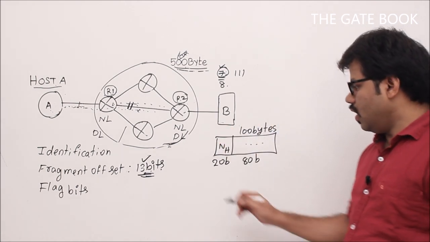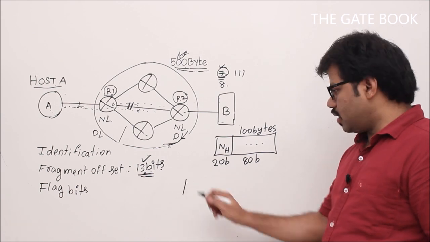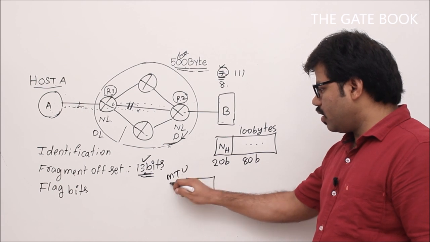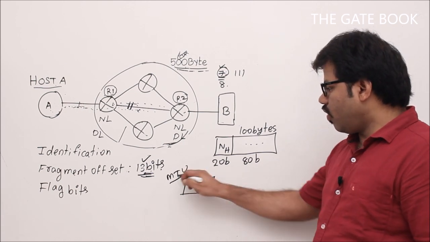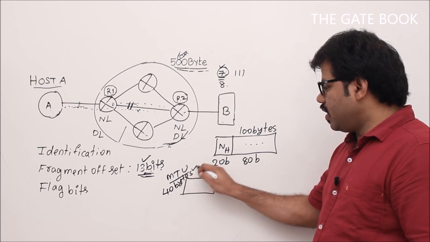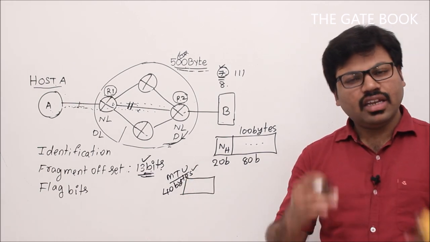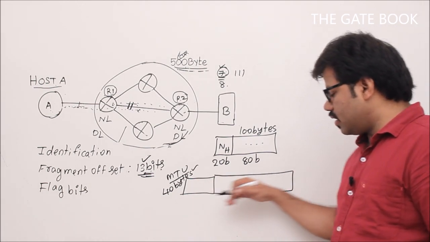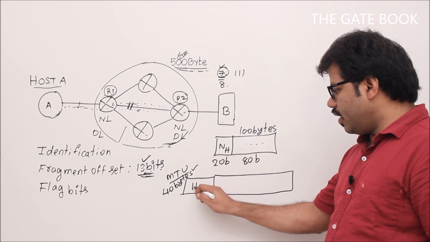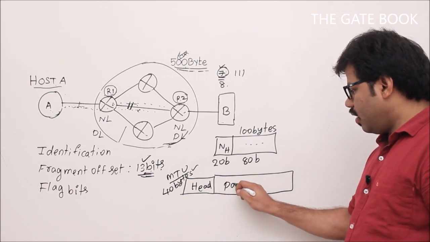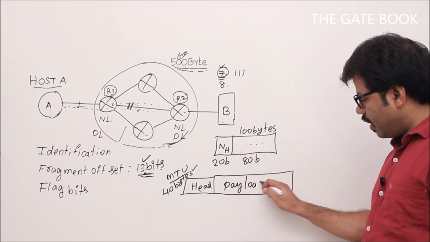Doesn't matter for us. Now your data link layer has a restriction. The data link layer has a maximum transferable unit, which is, for simplicity, 40 bytes. We'll assume that. That means it allows only 40 bytes of data in the payload. So how to imagine the data link layer structure? The data link layer will have a header, correct, followed by a payload, right?